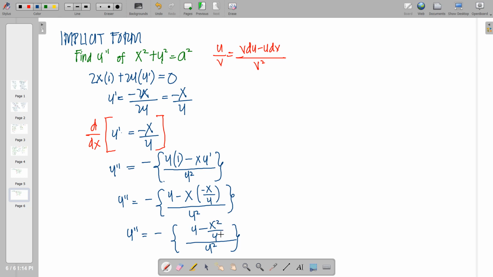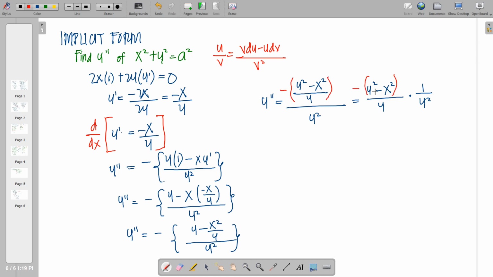So perhaps you can merge this into its LCD. So the LCD for that numerator is y, so that the first term becomes y squared and the second term is just the same, x squared. So we come up with this equation. So it can be written as this one. And we should remember to place negative here.